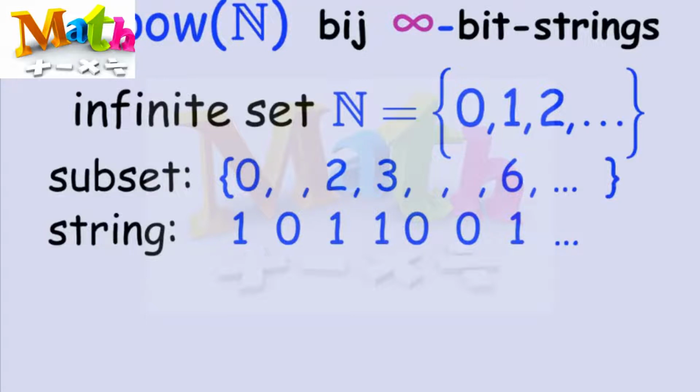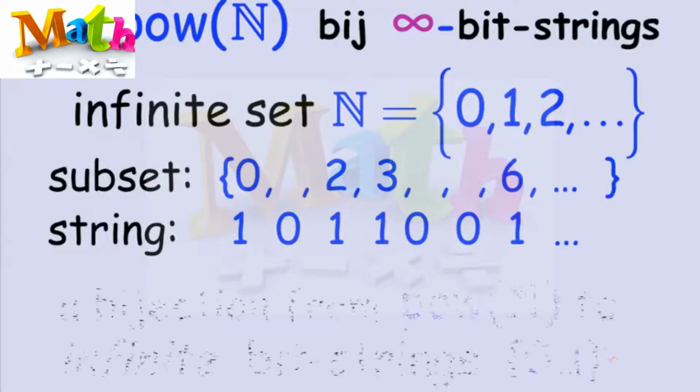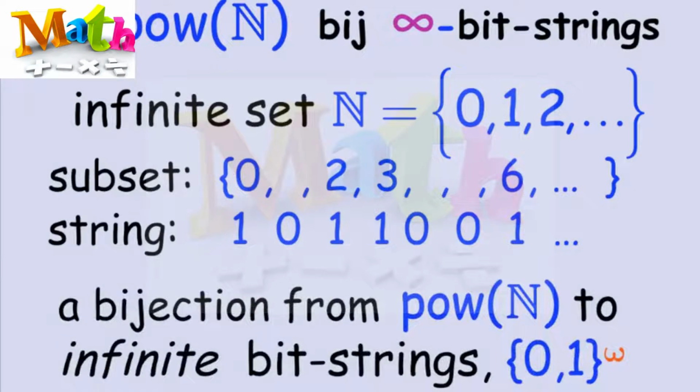This was exactly the same bijection that we had found between the bit strings and the finite subsets of the non-negative integers. But now we're just extending it to arbitrary subsets of the non-negative integers. So this defines a bijection: any subset of integers corresponds to an infinite bit string, and conversely, from any infinite bit string, you can reconstruct what subset it refers to.